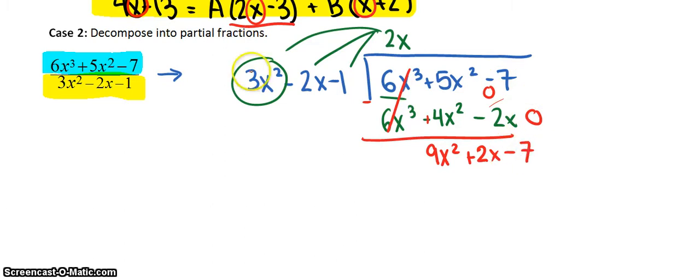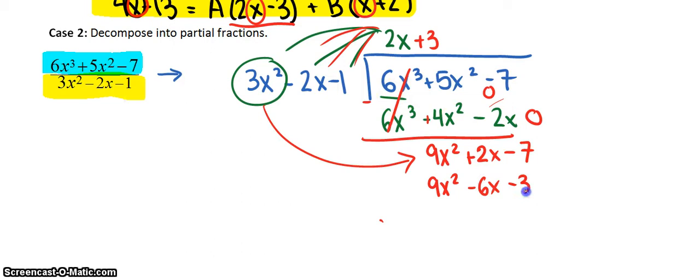Now you're going to repeat this process. How many times is 3x squared going into 9x squared? And the answer would be plus 3. And you're going to repeat that. Distribute that plus 3 out to all three things. So you get 9x squared minus 6x minus 3. Then you're going to go ahead and subtract those. So these should cancel out like you wanted. Subtracting a negative, that's like adding, so you get 8x. Subtract a negative, it's like adding again, so you would get minus 4. And you can't put 3x squared into 8x, so that's as far as you can go. This would be the remainder.